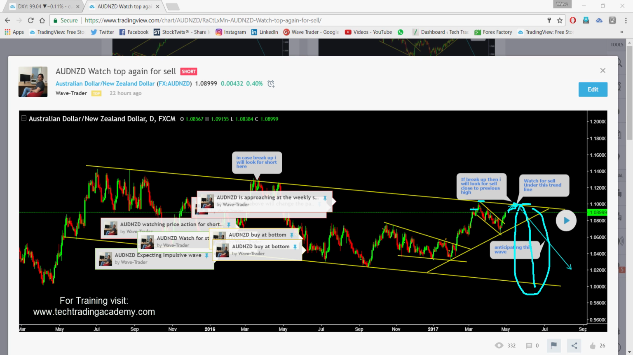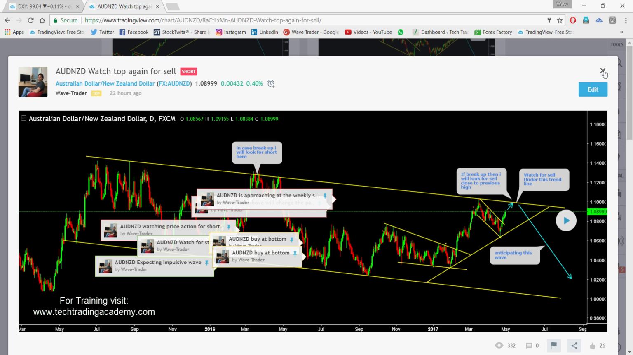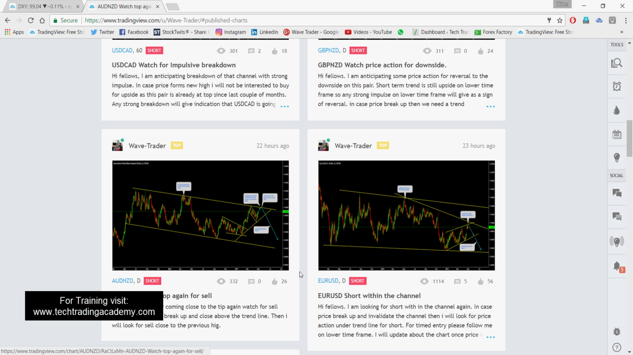Okay, so this time this wave is very much possible because this up wave is losing momentum at that area. In case price breaks up, then that is the place where we're going to pay attention at the previous high, to see whether price is going to reverse or not. But as long as we can see this up move is losing momentum, reversal is very much possible to the downside, exactly in the same way we have seen on Cachi at the top, when Cachi was at the top.